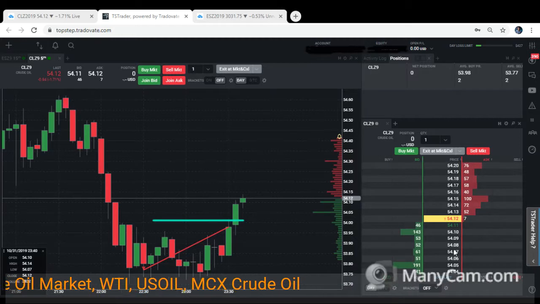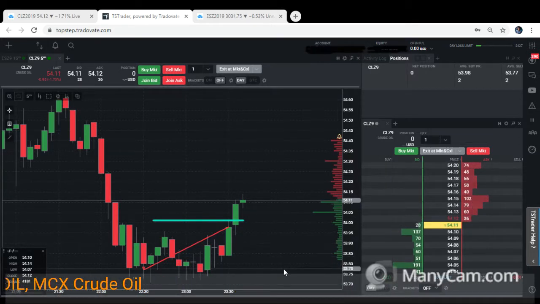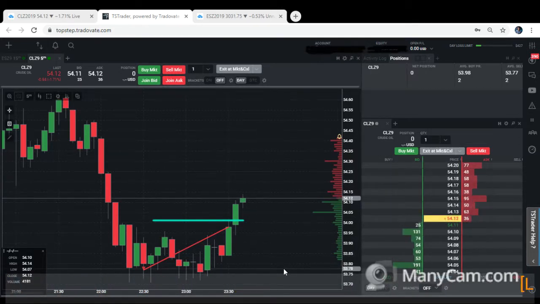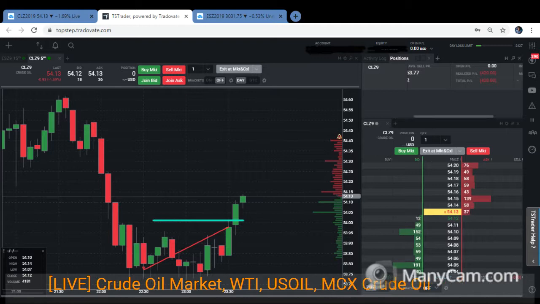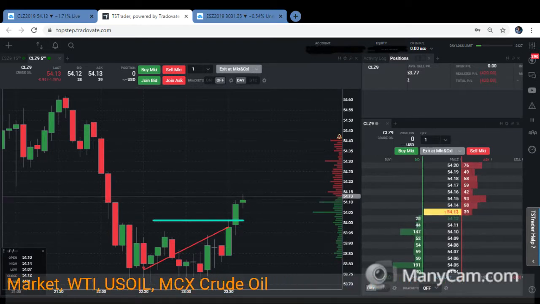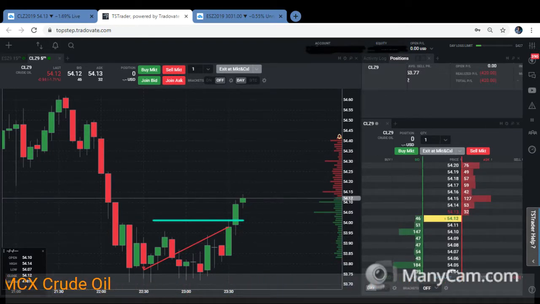Okay guys, no, not today. We hit the stop, so the loss is around 20 ticks. So overall minus 420 for today. Okay, never mind. We'll keep continuing again tomorrow.